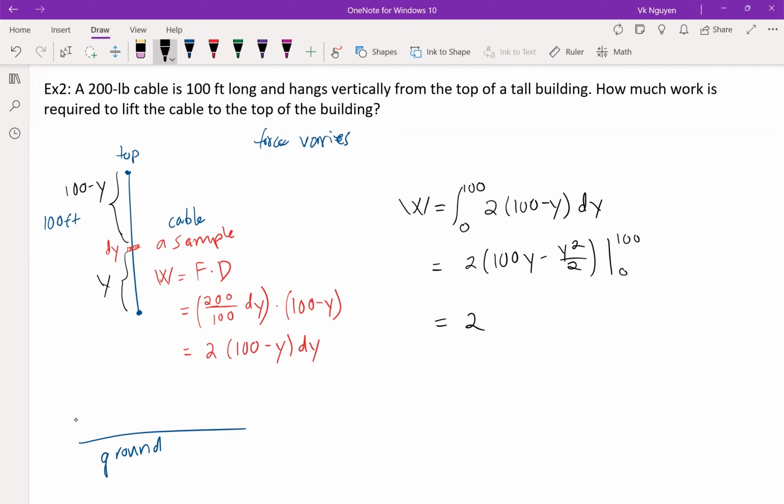2 multiplied by 100 times 100 is 10,000, and 100 squared is 10,000, divided by 2 is 5,000. So we have 10,000 foot-pounds.